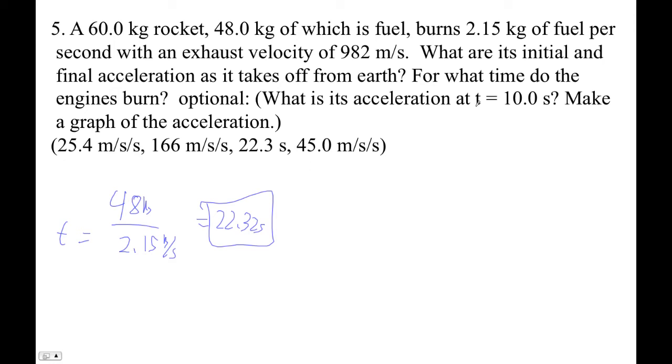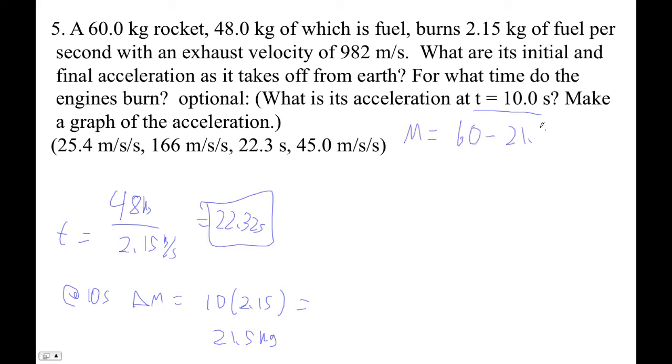And then, what is the acceleration at t equals 10 seconds? Well, at 10 seconds, our change in mass is 10 times 2.15, which is 21.5 kilograms. We've burned 21.5 kilograms of fuel. We're not even halfway through the fuel, but that's it. So our new mass, where do we put it? Here, put it here. Mass is equal to 60 minus 21.5, 38.5.